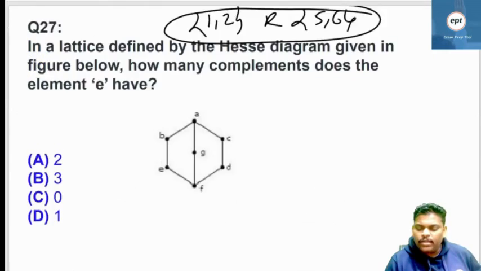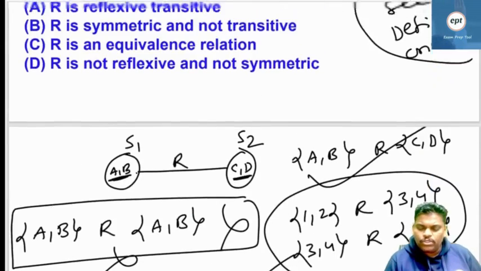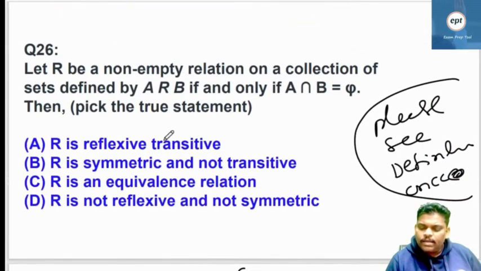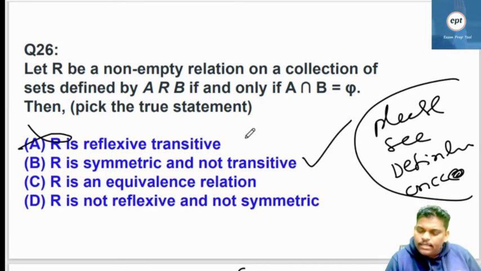So, can we say the final conclusion? R is reflexive and transitive. No. R is symmetric, not transitive. Yes. R is an equivalence relation. No. R is not reflexive and not symmetric. No, it is symmetric.